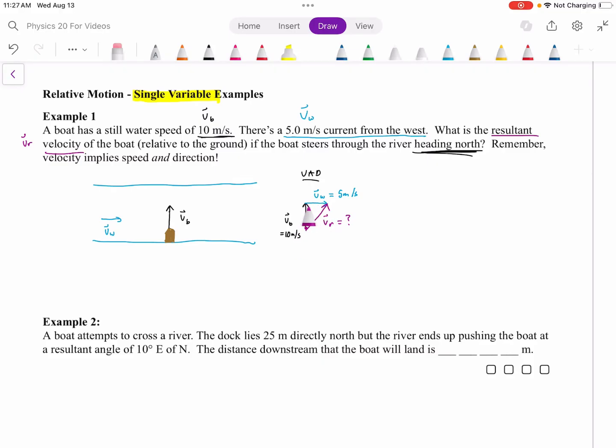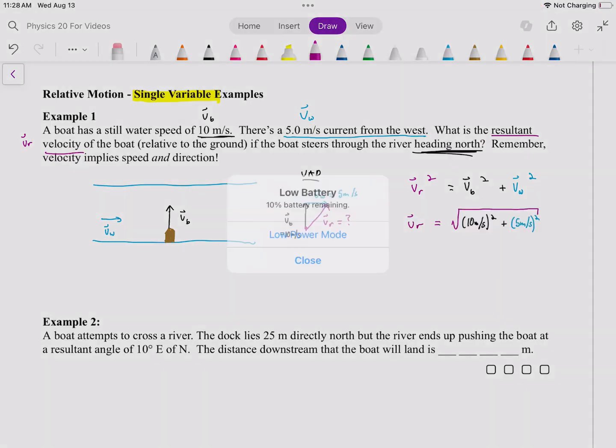Well, this is a right angle triangle. It's aimed north. This is to the east, so that's a 90-degree angle. We just need to find the hypotenuse of this triangle and we'll have found its resultant velocity. So when we have two sides, we can use the Pythagorean theorem. The resultant velocity squared will equal the velocity of the boat squared plus the velocity of the water squared, and I'm already ready to just square root both sides, plug in my values, and solve. So let's go ahead and do that.